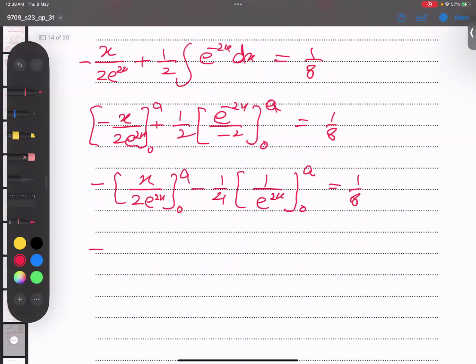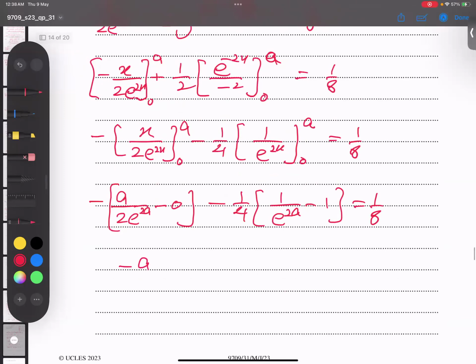Now students, I'm plugging in the limits. What is the rule? First, a comes as the upper limit, so a over 2 e to power 2a, and negative sign, and then 0 plugged in here, so the whole term becomes 0. When I plug in a here, 1 over 2a minus 0, something to power 0 is 1. Negative a by 2 e to power 2a, -1/4 e to power 2a plus 4 equal to 1/8. So students, up till here, do you understand what is going on?